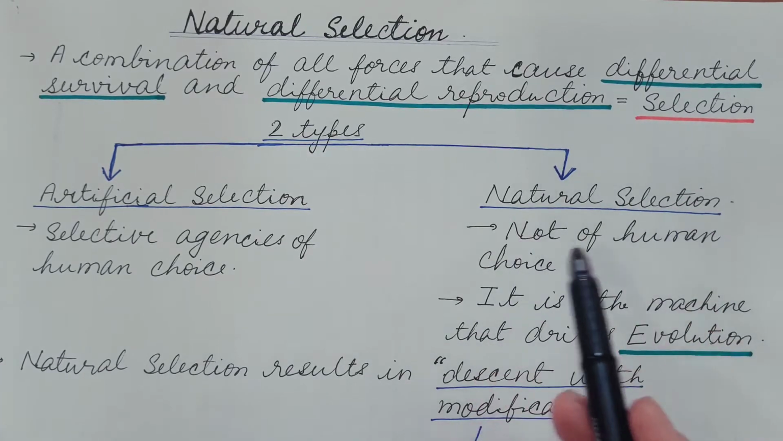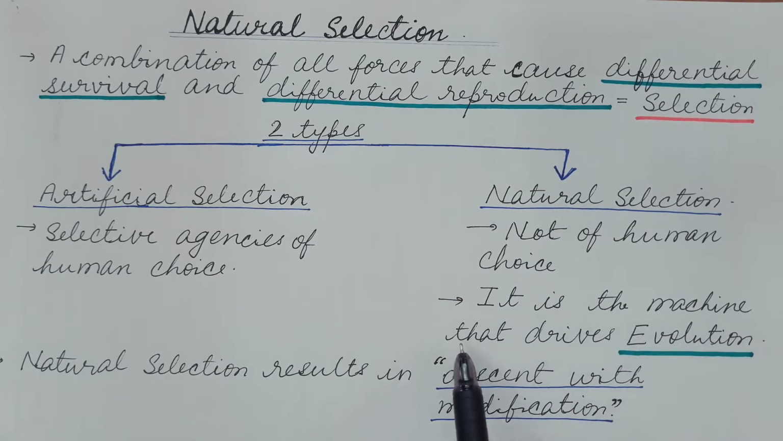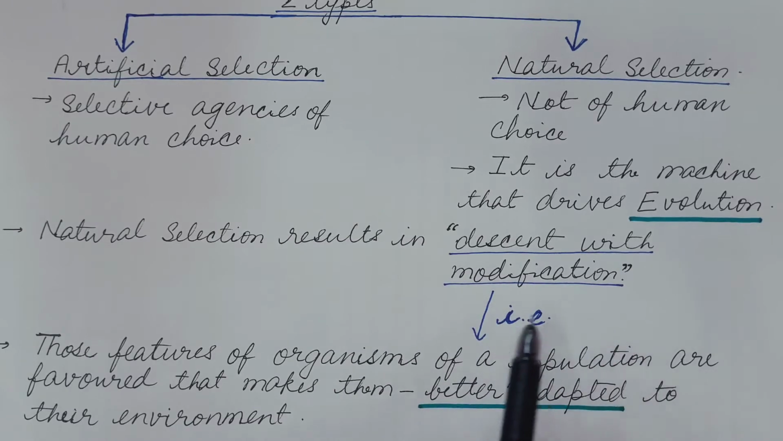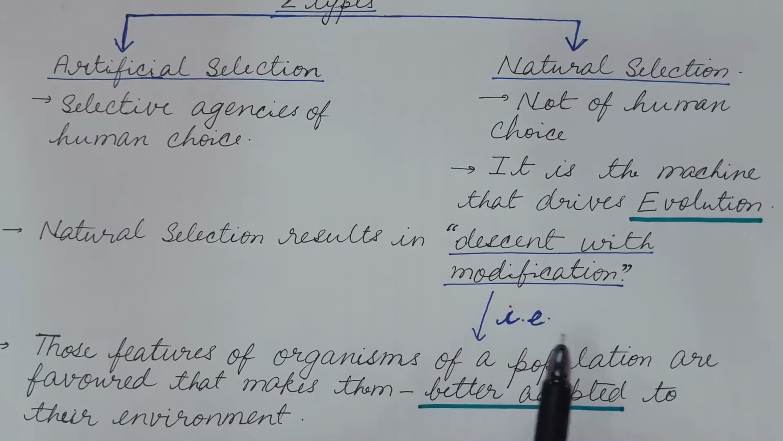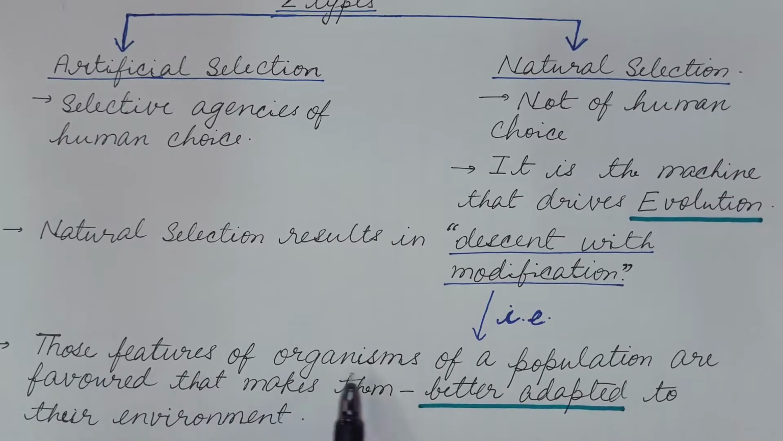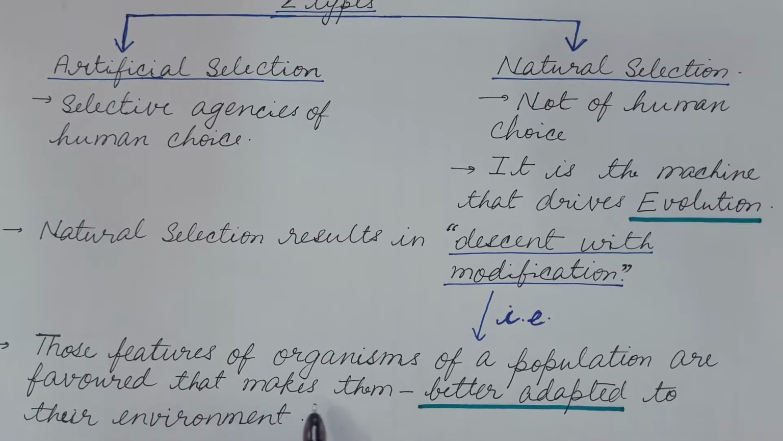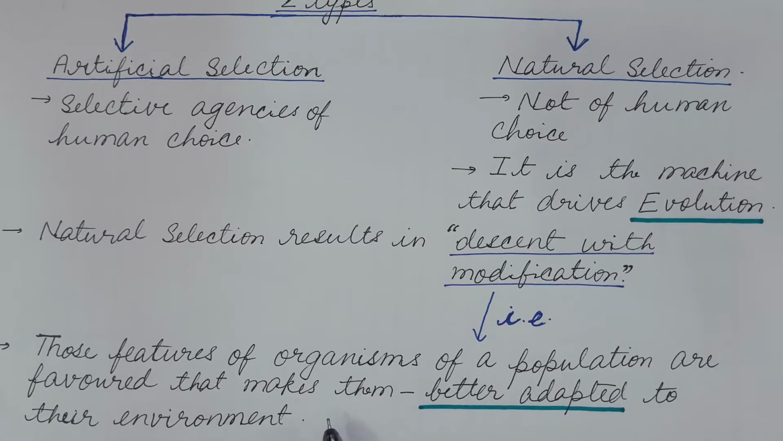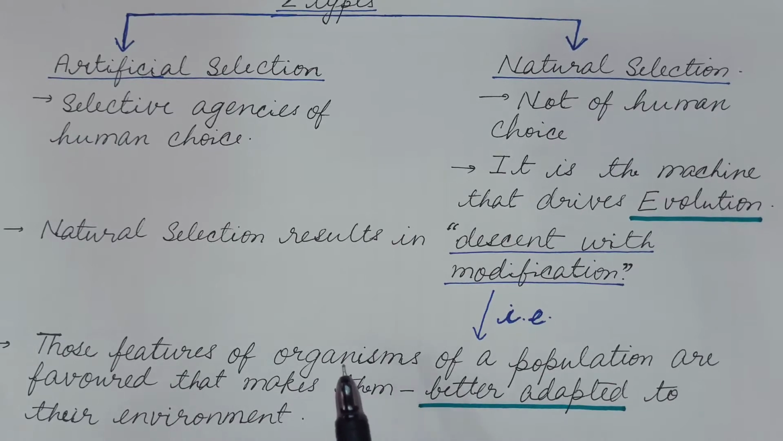So what can we say about natural selection? It is the machine that drives evolution, or in other words, evolution is driven by natural selection. Natural selection results in descent with modification. That means those features of organisms of a population are favored that make them better adapted to their environment, or those are responsible for the better adaptation of any individual or organism to their environment.